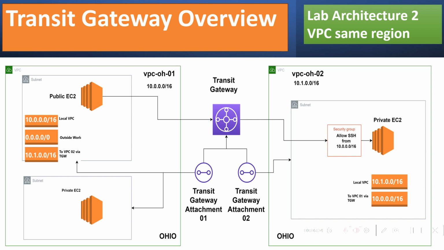After this, we will deploy one transit gateway and create two transit gateway attachments. Transit gateway attachment 01 will be for VPC 01 and transit gateway attachment 02 will be for VPC 02. After that, we will have to modify the route tables of each VPC. After this, we will SSH to the public EC2 machine using the public IP, and then try to establish connectivity with the EC2 machine in the 02 network using the private IP. So let's jump into our lab.